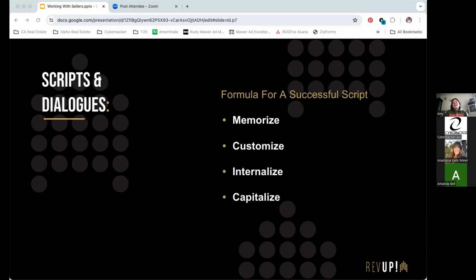Scripts and dialogues. The main goal of scripts and dialogues isn't so that you just regurgitate the same information at each and every person that you come in contact with, but so that, more than anything, you memorize and internalize those objection handlers. So when somebody says, I have a friend that's an agent, or, we were thinking about selling it ourselves, right? You know how to respond to those questions. So we want to make sure we memorize, we customize, we internalize, and we capitalize on those successful scripts or successful dialogues.